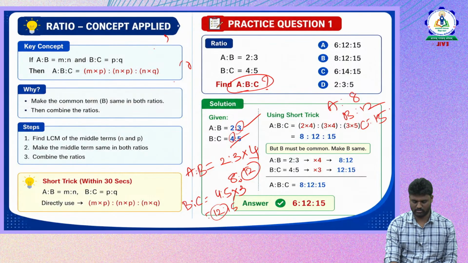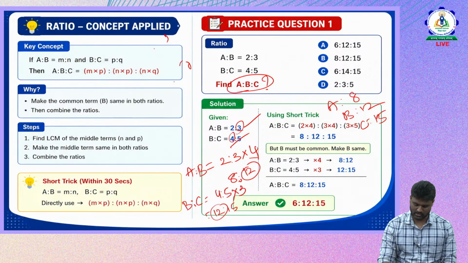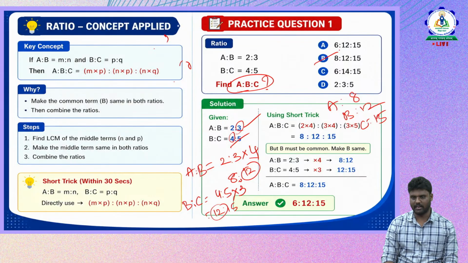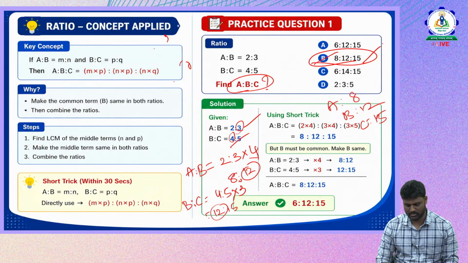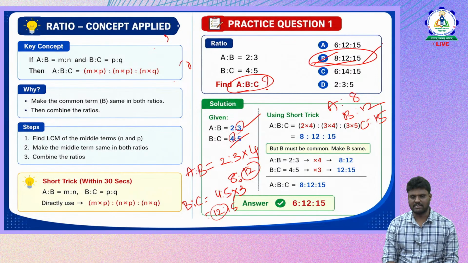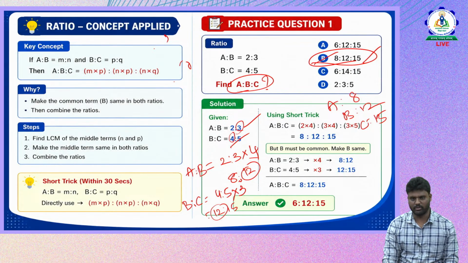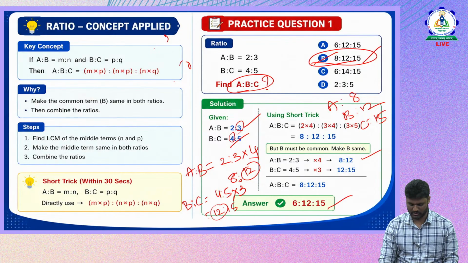So what they are asking here is to find A is to B is to C. Let us see in the options: 8 is to 12 is to 15. Option B is the correct option. So whenever this kind of question is asked, whether you find the LCM or multiply the B values directly to make B a common value, we will get the answer. The correct answer is 8 is to 12 is to 15.